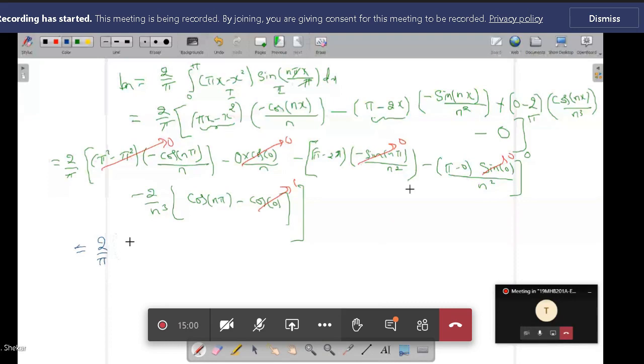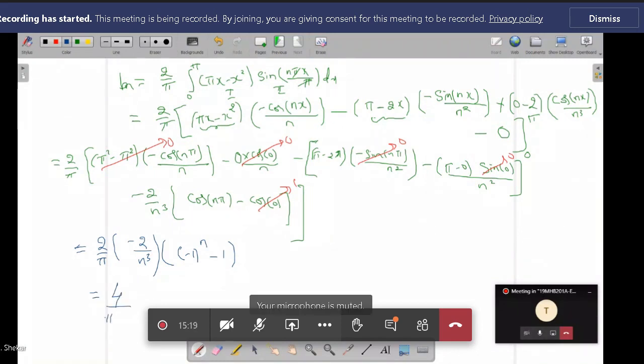for the last term gives minus 2 divided by n cube into cos n pi value, which is minus 1 power n minus 1. So after simplifying, I can take the negative inside, 2 into 2, 4 divided by pi n cube into 1 minus 1 power n. So this is Bn.